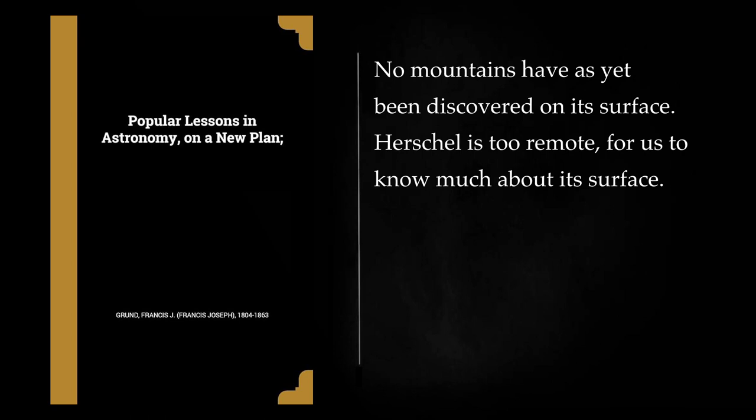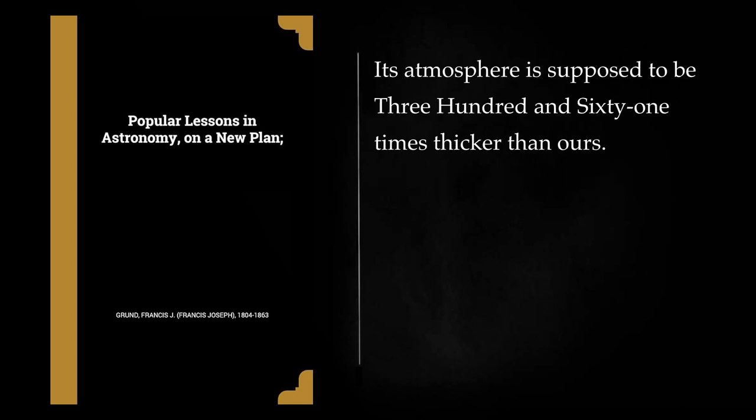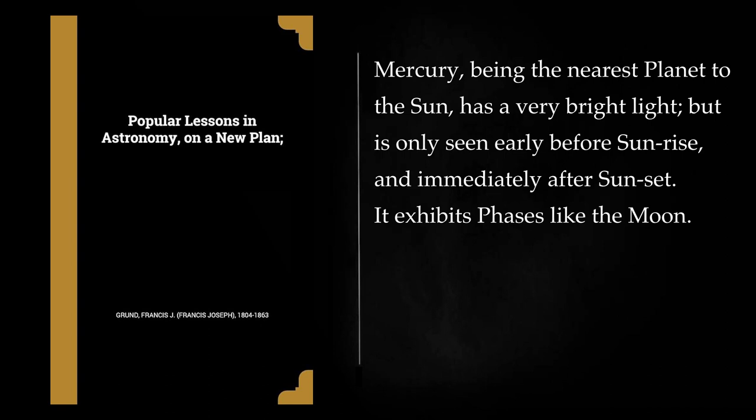Herschel is too remote for us to know much about its surface. Its atmosphere is supposed to be 361 times thicker than ours. Mercury, being the nearest planet to the Sun, has a very bright light, but is only seen early before sunrise, and immediately after sunset. It exhibits phases like the Moon.